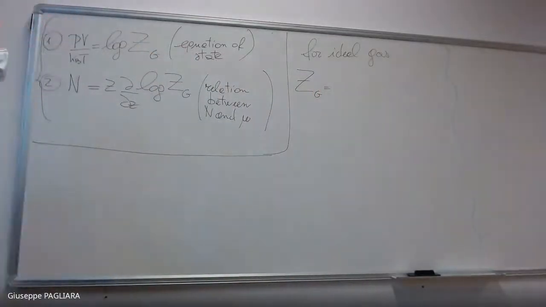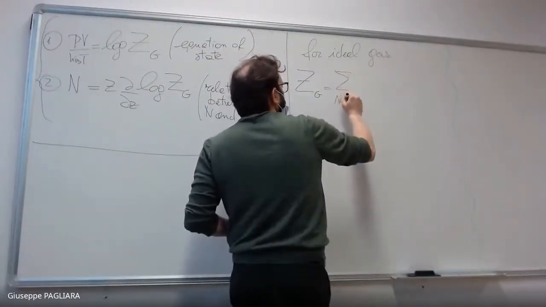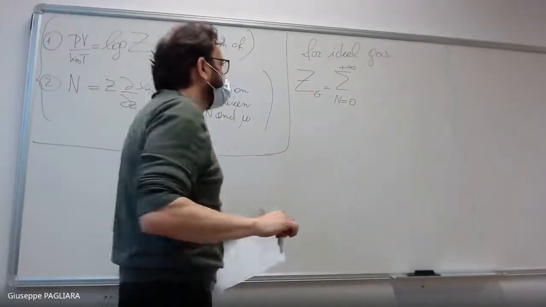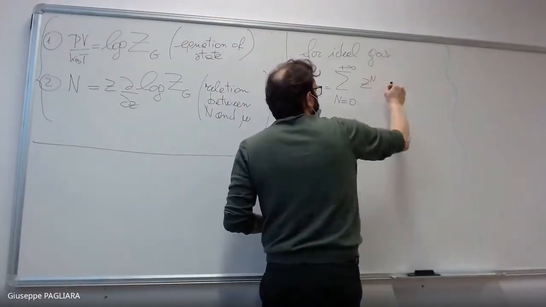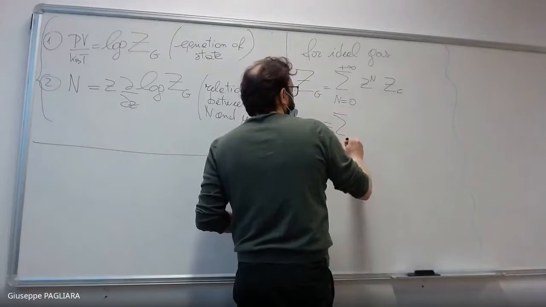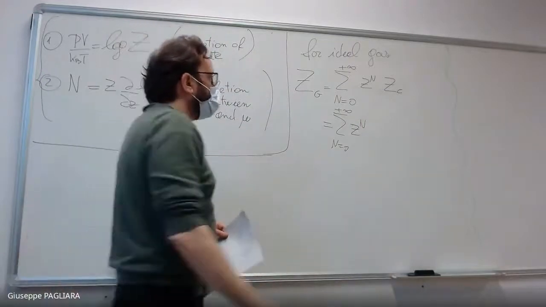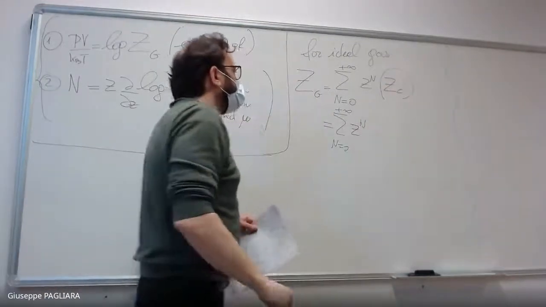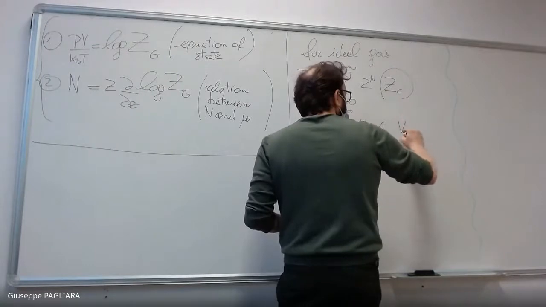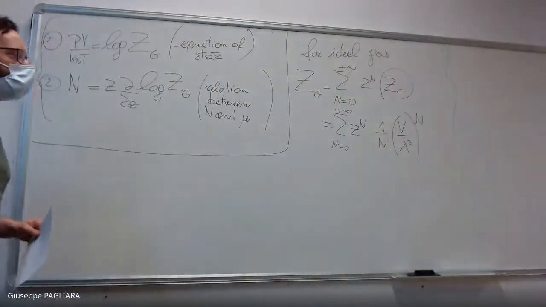Actually, in this case, I can even compute Z_G in the following way, by also summing over N, because calculations in this case are analytical. This was the sum of z^N times the canonical partition function, from N equals 0 to plus infinity. And the canonical partition function for the ideal gas was derived to be 1 over N factorial times V over lambda cubed, to the power of N.